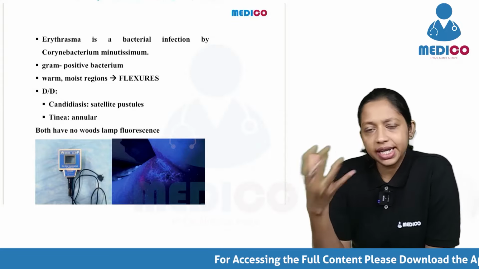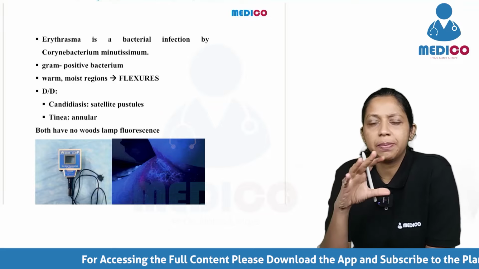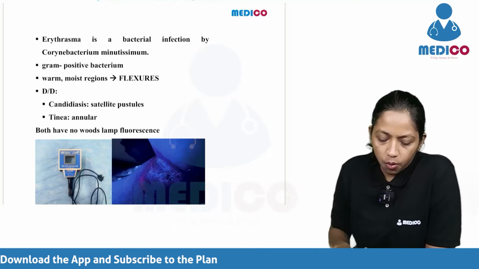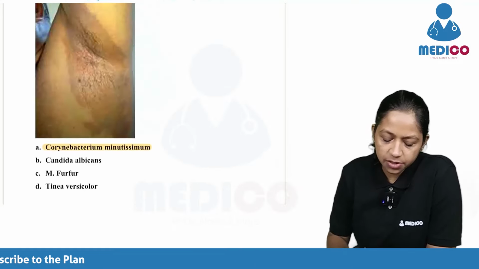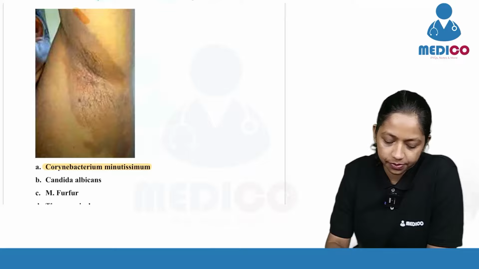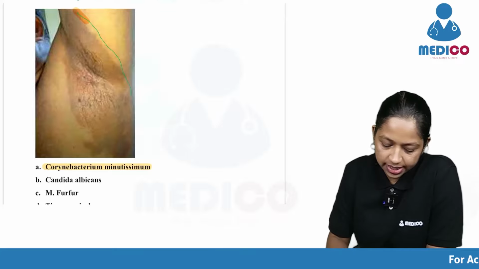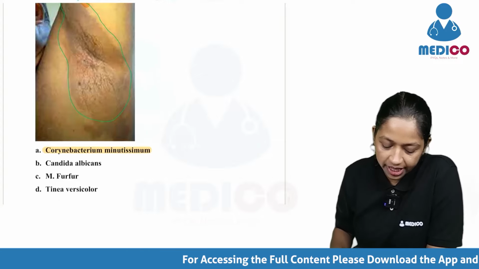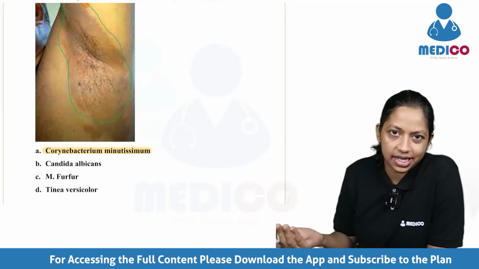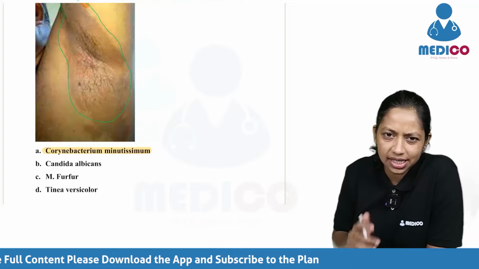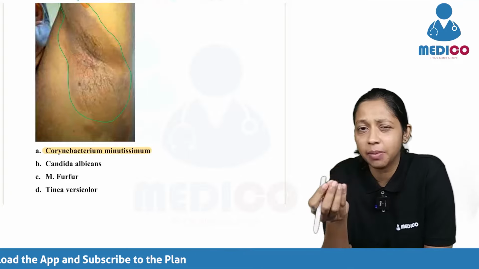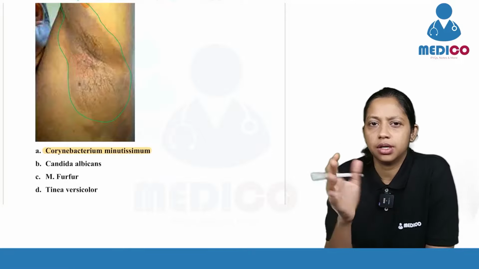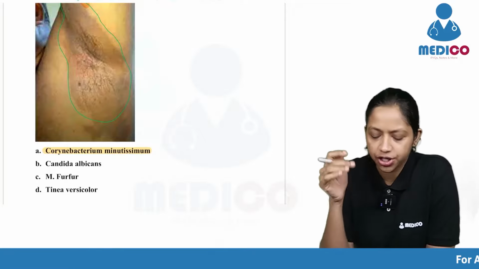And it has a predilection for warmer sites. So it is most commonly present in the flexures, that is axilla, the groin, etc. Now, what are the common DDs of a lesion that is present in the axilla groin like this? So there is a lesion in the axilla groin like this, and we need to know what are the differentials for that. So one of them would be erythrasma, as we had discussed. It is usually brown black in color. Erythrasma means red erythema, but in Indian skin, that is skin of our tone, we can expect a brown lesion rather than a red lesion.